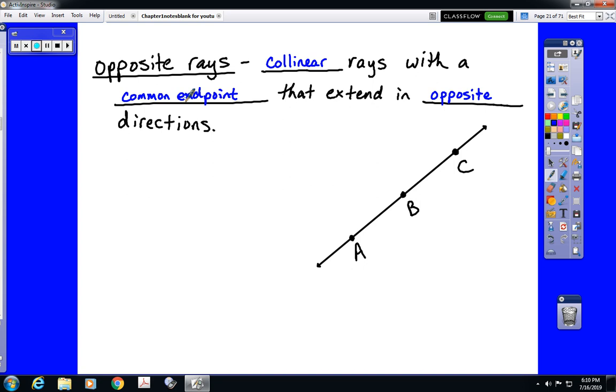So here in this picture, we have opposite rays if we look at the ray beginning at B and going through C, and the ray beginning at B and going through A. They are collinear rays. They are both contained within line ABC, or AC. They have a common endpoint. They both start at B, and they go in opposite directions. So we could say ray BA and ray BC are opposite rays. All right.